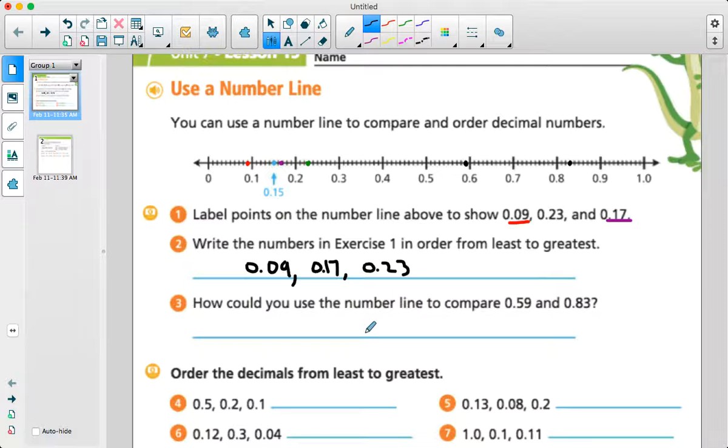So if I was going to actually write that out, 59 hundredths is less than 83 hundredths.